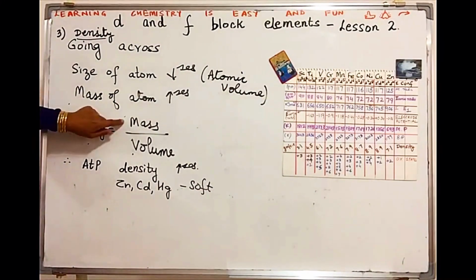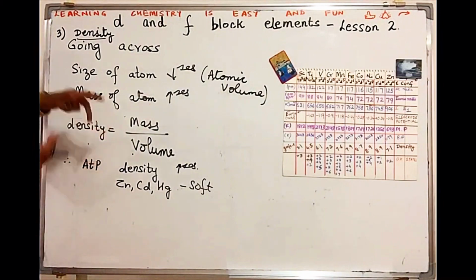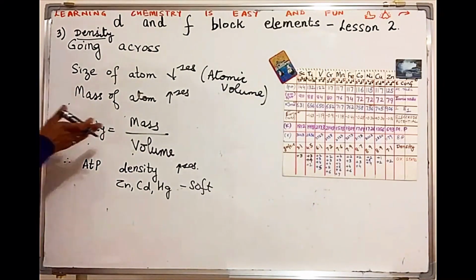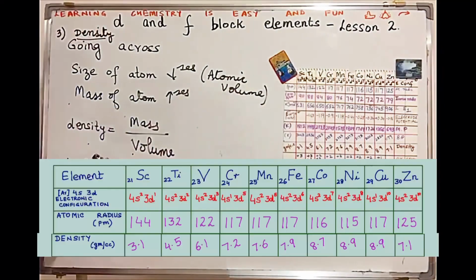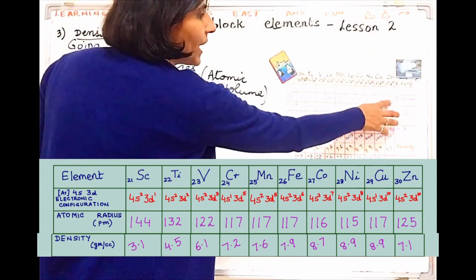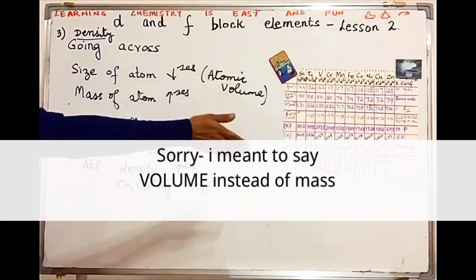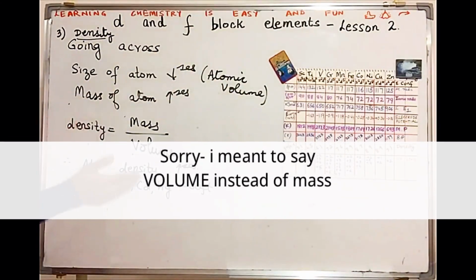Mass is increasing, volume is decreasing. So what will be the net effect on the density? Yes. So when you are talking about across the period, the density actually increases. What will be the exception here? Yes, wherever you have the mass increasing, and that is at the end of any particular series.